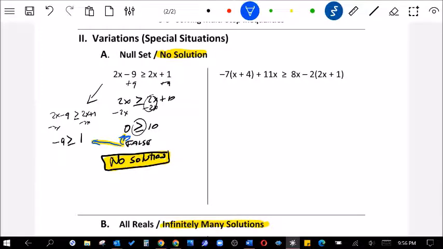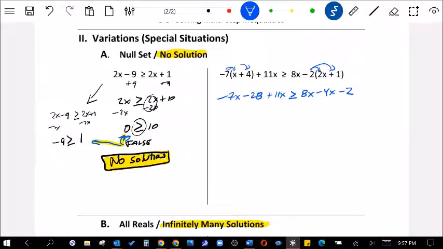Now, on the next one, it's actually just doing a whole bunch of prior work before you get it down to a no solution or a solution or other options. So let's actually just work this out. These and those, I'm going to get the negative 7x minus 28 plus 11x. I'm going to get the, oops, need to write the actual greater than or equal to sign, 8x minus 4x minus 2.